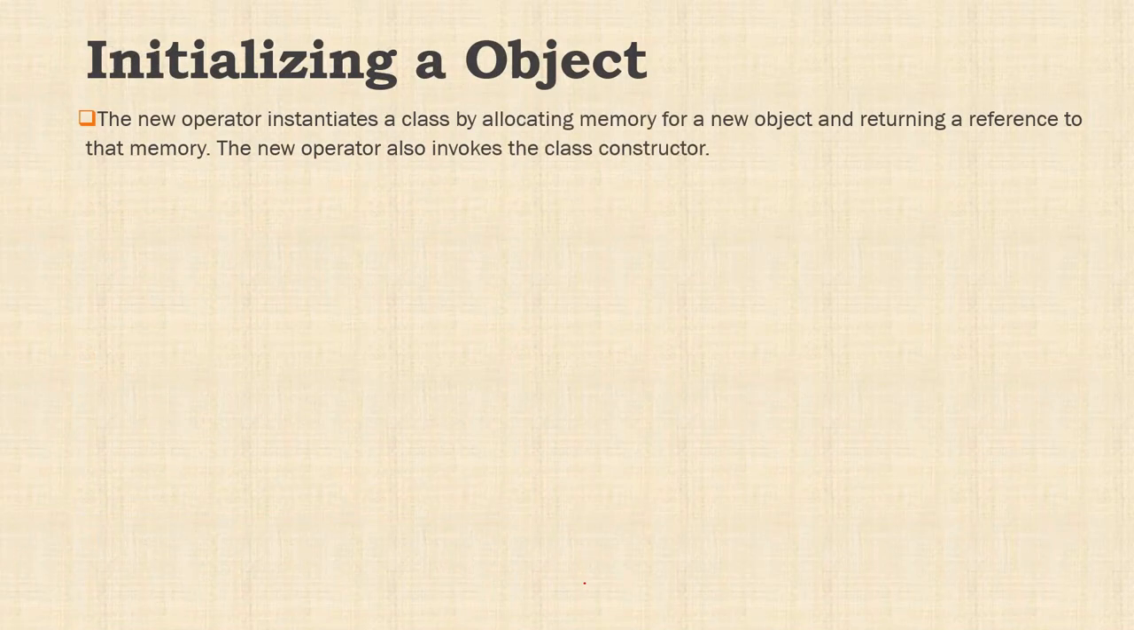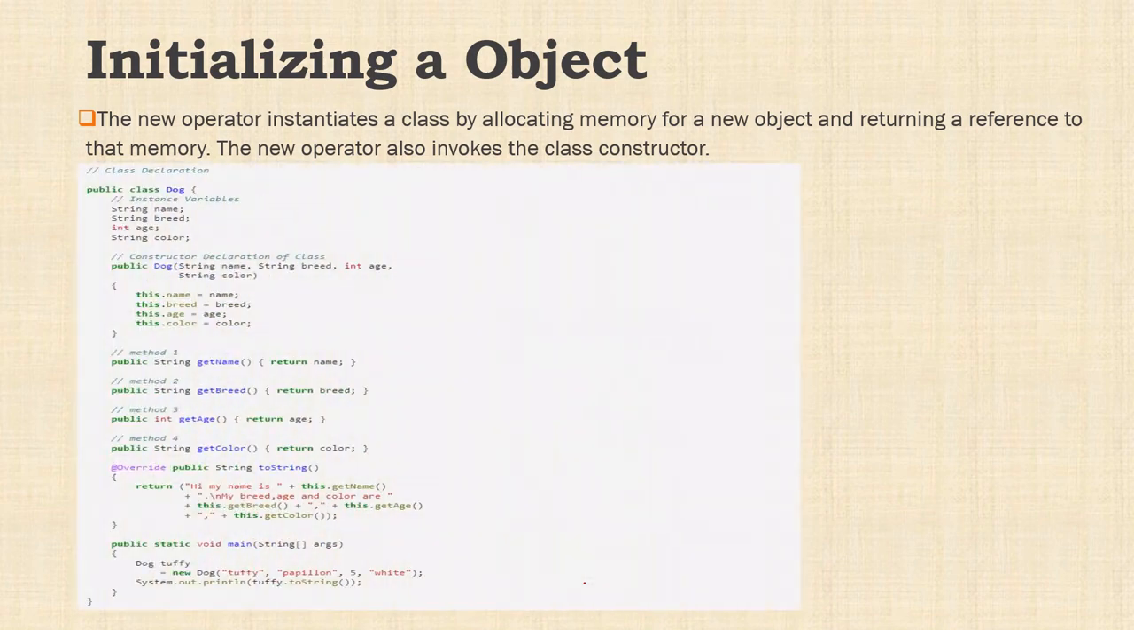Initializing an object, how can you initialize? The new operator, which we just discussed, instantiates a class by allocating memory for a new object and returning a reference to that memory. So with the help of the new keyword, it creates memory inside the heap memory. For all the instances, memory will be created inside heap memory. The new operator also invokes the class constructor. So how can you create the class and how can we initialize the object? We'll see in this example.